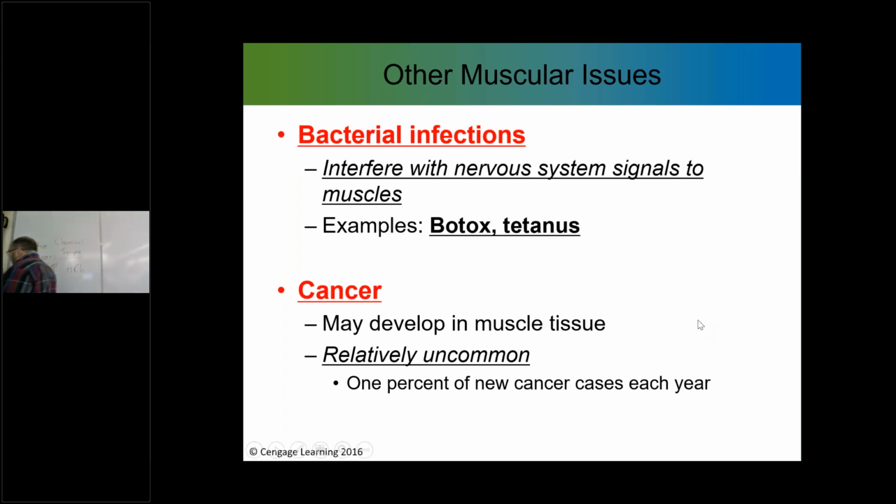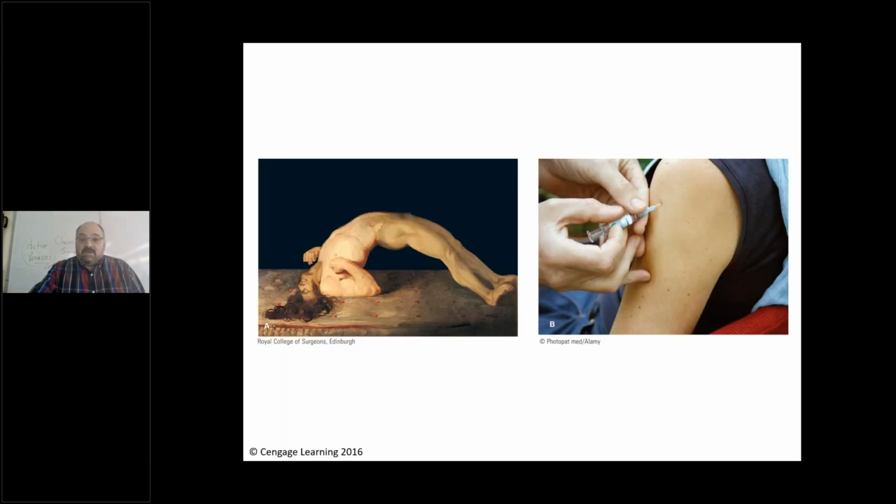Sadly, another type of issue, which is relatively uncommon, is cancer of the musculature, the skeletal musculature. It is 1% of new cancer cases each year, cancer of the muscles, and that can be a sad and terrible type of illness, and many times it can affect young people.